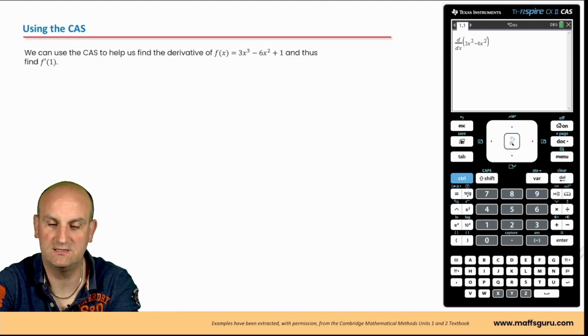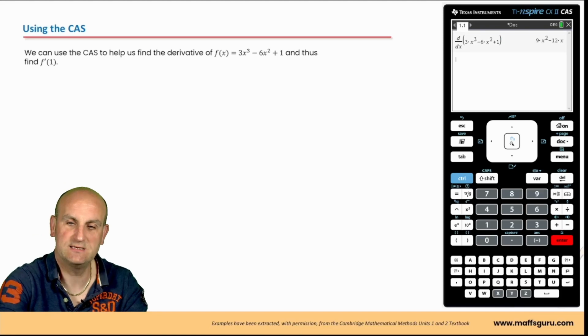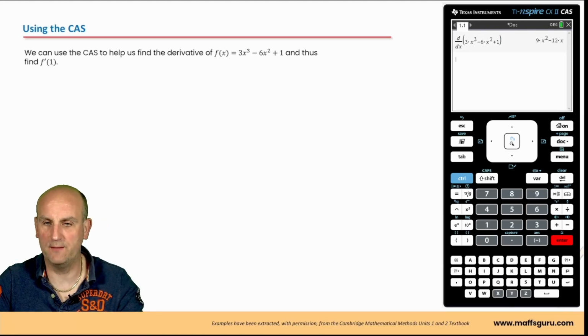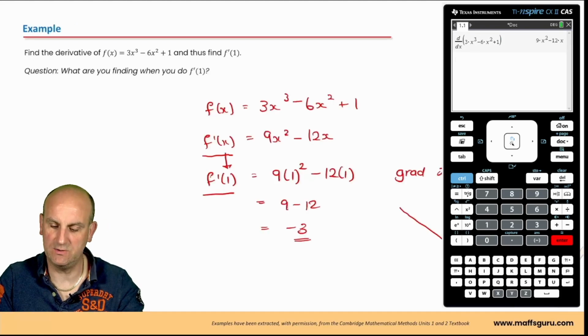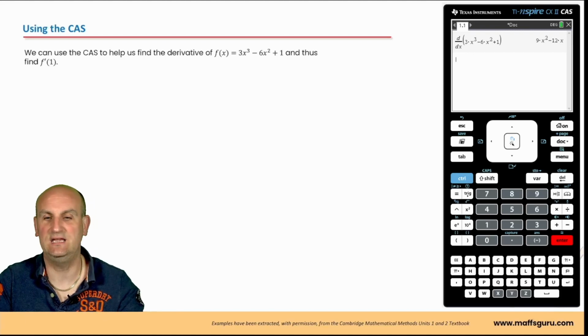Now, what you notice there is that you've got to be very careful with this calculator to make sure that you put the cursor in the right place, otherwise it will go a little bit haywire. So 3x cubed. Now I'm going to hit enter. Lo and behold, out comes 9x squared minus 12x, which is pretty much what I got before. Ka-ching, very, very happy. Now again, find when that is equal to 1.